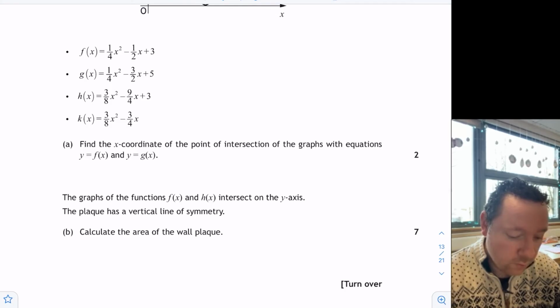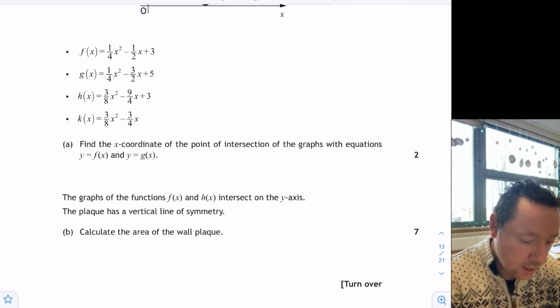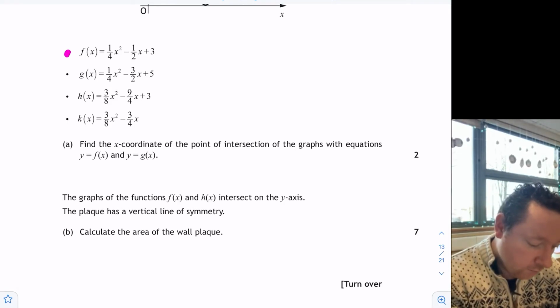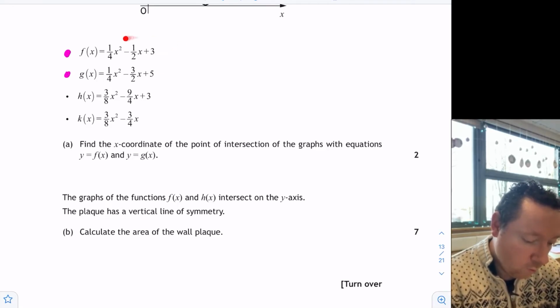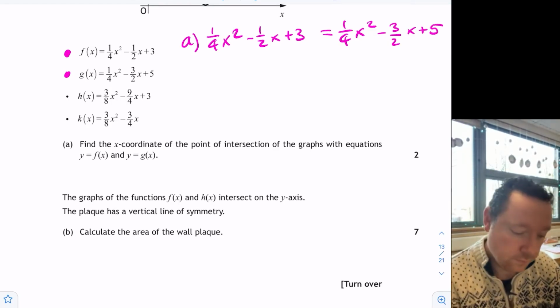Find the coordinates of the point of intersection of the graphs of y equals f of x and y equals g of x. So point of intersection means simultaneous equations. The two I need are this one and this one. Since that would equal y and y, I can just make both of these equal to each other. So to get 1 mark for part A, I can just write a quarter x squared minus a half x plus 3 equals a quarter x squared minus 3 over 2x plus 5. And that'll give you your first mark.